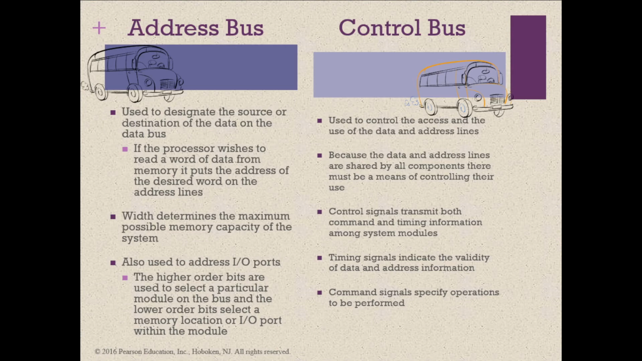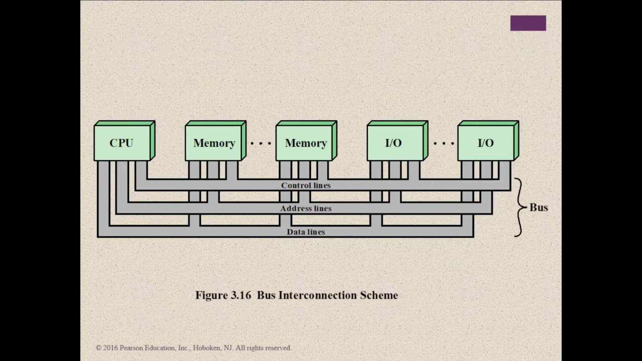Okay, next, for further discussion of the bus, we have figure 3.16, the bus interconnection scheme. Each line is assigned a particular meaning or function. Although there are many different bus designs, on any bus, the lines can be classified into three functional groups: data, address, and control lines. As we can see, we have the data, address, and control lines. In addition, there may be power distribution lines that supply power to the attached modules.